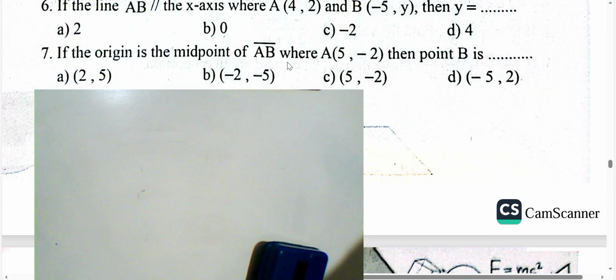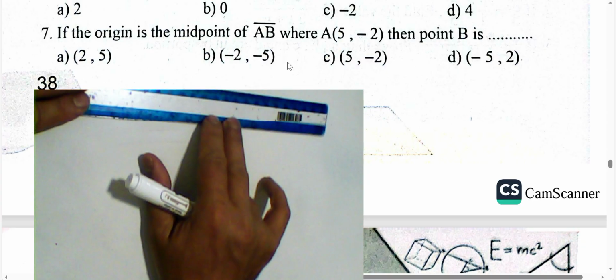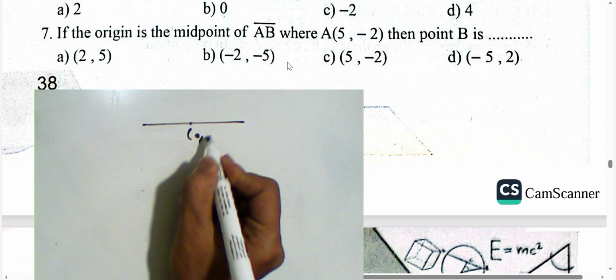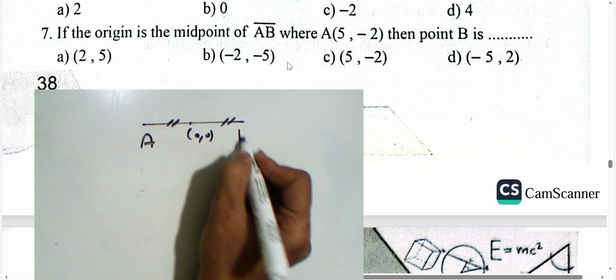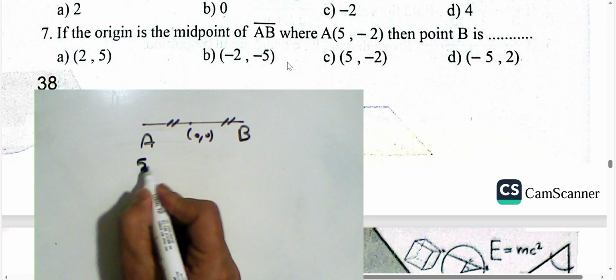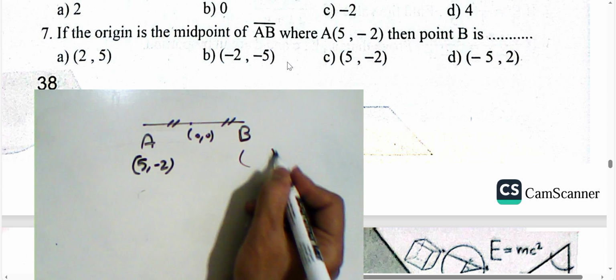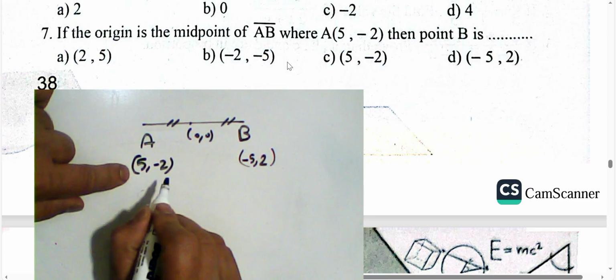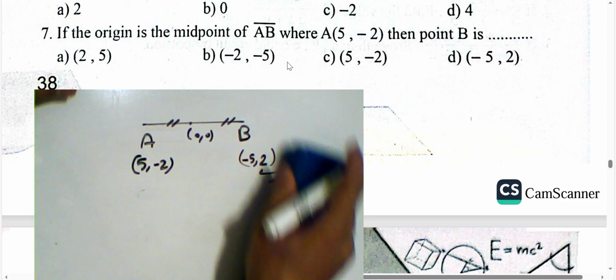Next question. If the origin is the midpoint between A and B, look at here, we have point 0 and 0, the midpoint between A and B. A was 5 and negative 2. What is the point B here? We can reverse the sign here. It will be negative 5 and 2. Negative 5 and 2, choose letter D.